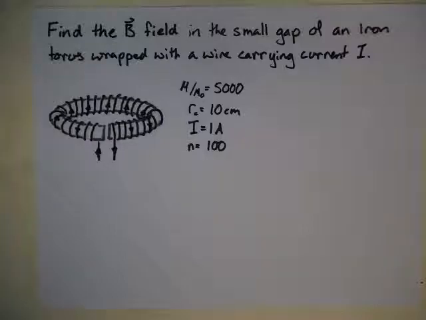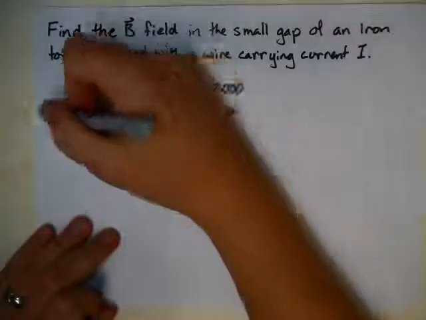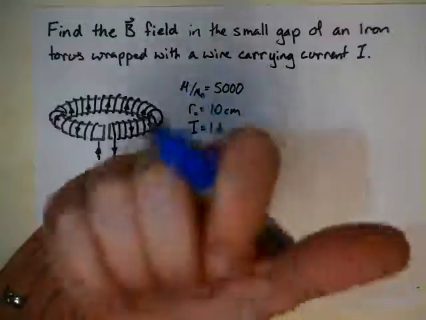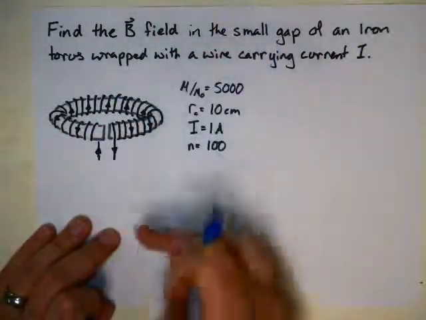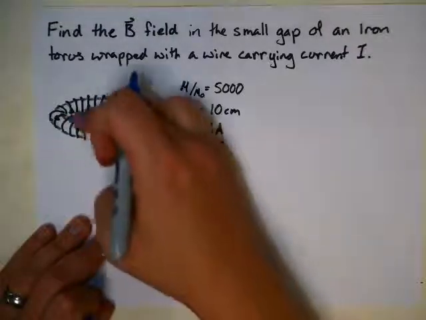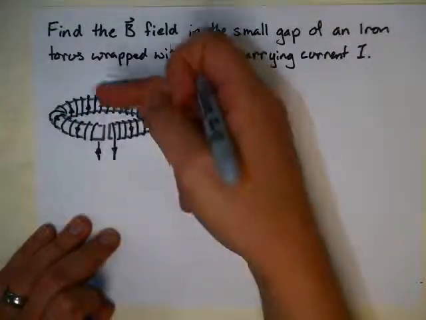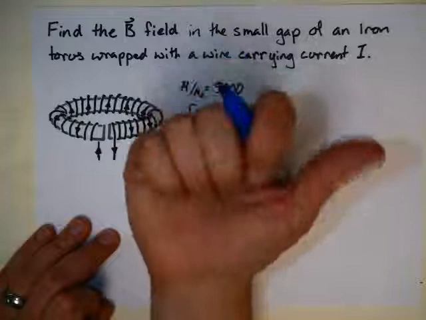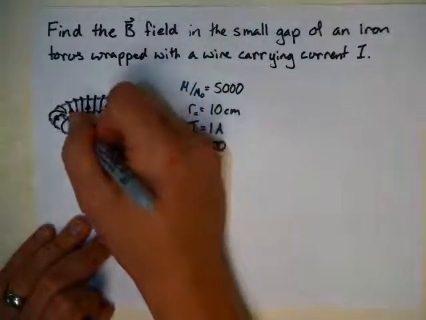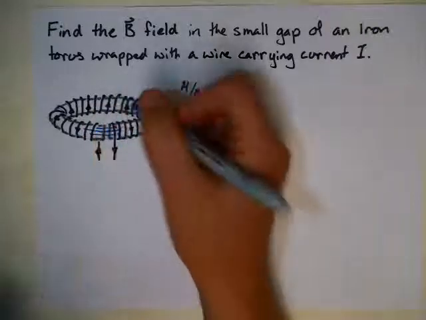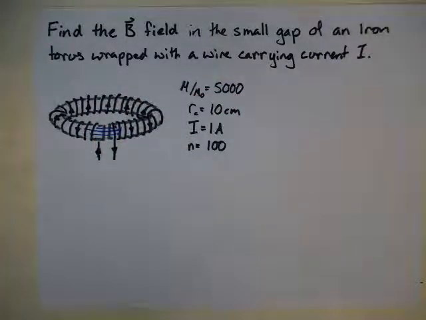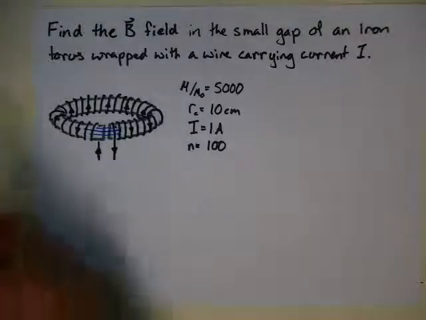So looking at my right hand rule, since the current is looped around going up through the center of the torus, that's this way, my magnetic field is going to point along this direction. Okay, so it's going to point that direction through the gap. So how do we go about doing this?